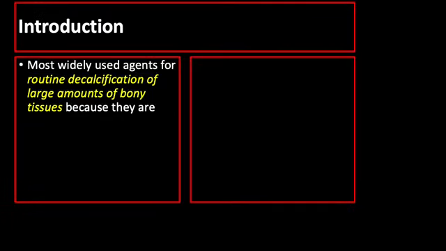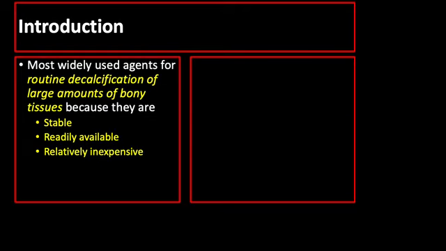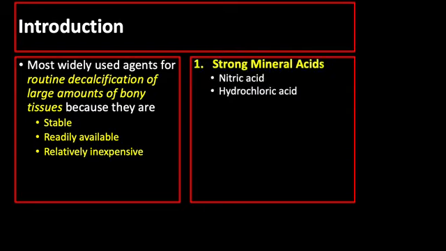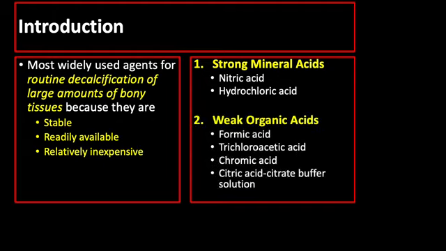Acid decalcifying agents are the most widely used agents for routine decalcification of large amounts of bony tissues because they are stable, readily available, and relatively inexpensive as compared to other decalcifying agents. Acid decalcifying agents are either strong mineral acids such as nitric acid and hydrochloric acid, or weak organic acids such as formic acid, trichloroacetic acid, chromic acid, and citric acid citrate buffer solution.